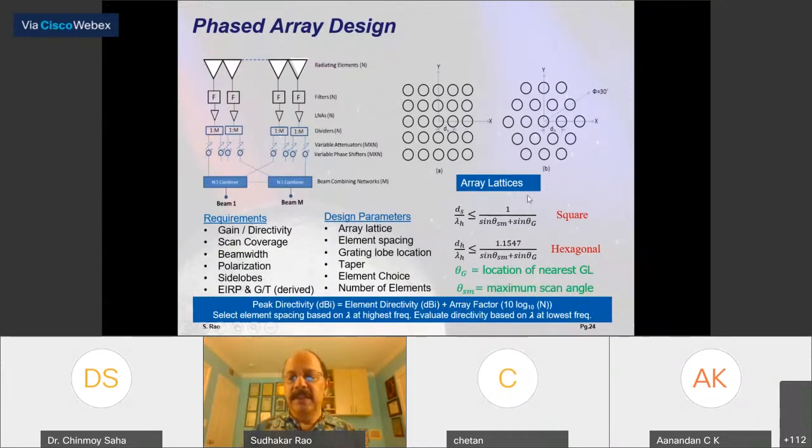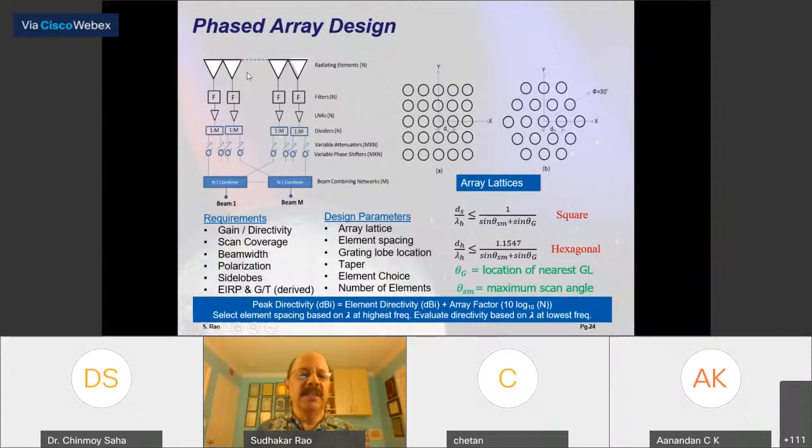So both are used, and each one has its own advantage. If it is for satellite application for geostationary, we use hexagonal lattice because it reduces the number of elements and the cost of the phased array quite a bit. But if it is a wide scan array, like if you want to scan 70 degrees or 80 degrees, you want to reduce the scan loss, so you want to keep the square lattice, which gives you better performance. So it depends on the application.